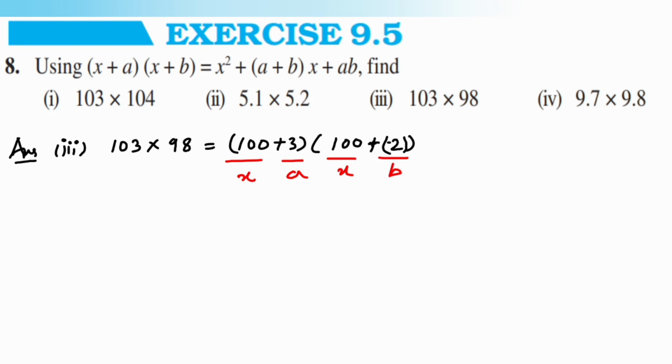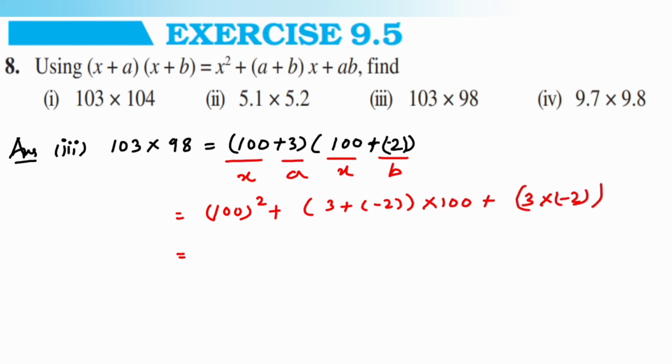Now we'll substitute the values. So this is equal to 100 square plus (3 plus minus 2) into 100 plus 3 into minus 2. Now 100 square is 10,000 plus, now 3 minus 2 is 1 and 1 into 100 is 100, then 3 into 2 is minus 6. So this is equal to, when you add them and subtract 6, we'll get 10,094. So this is the answer for this problem. Now the last problem we're going to do.